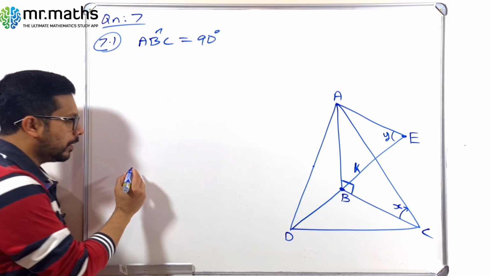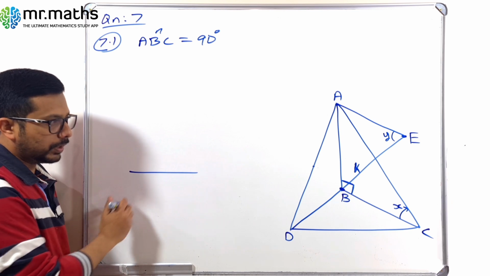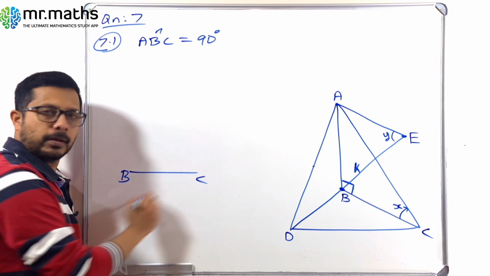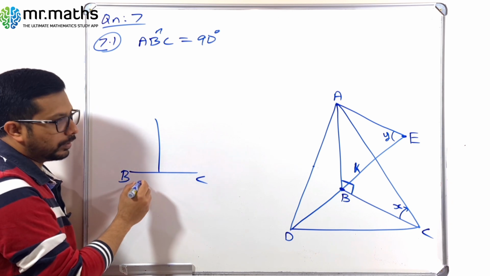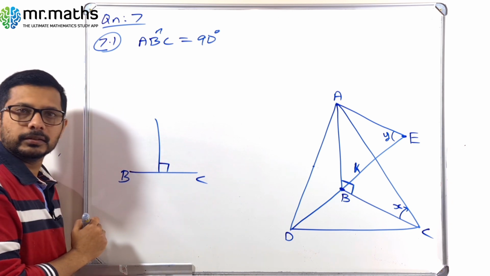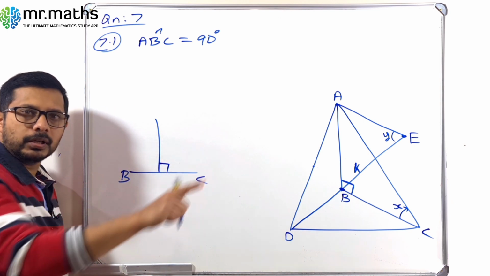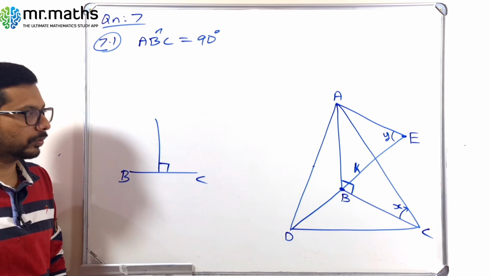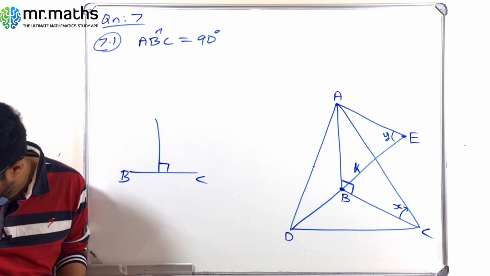Guys, it's the same thing. Assume that this is the ground, so this is BC, and this is a vertical pole. What is this angle? 90 degrees. Am I right? The angle between a vertical pole and the ground is 90 degrees. That is the question. Now next, question 7.2.